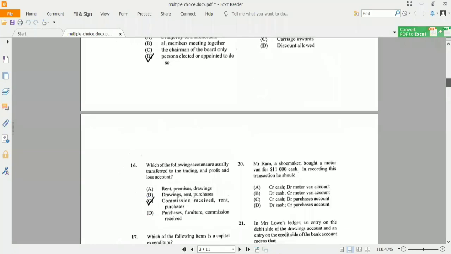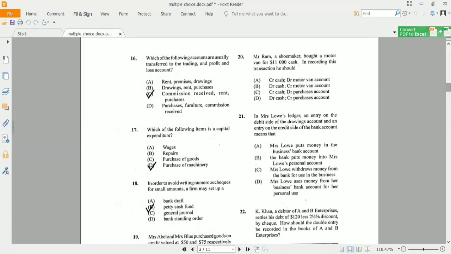Number 20. Mr. Ram, a shoemaker, bought a motor van for $11,000 cash. In recording this transaction, he should, so the $11,000 was used to purchase a motor van. How is it that you're going to record this in the accounting book? So I'm seeing the response A: debit motor vehicle account and credit the cash. Good. And we would not use purchases.